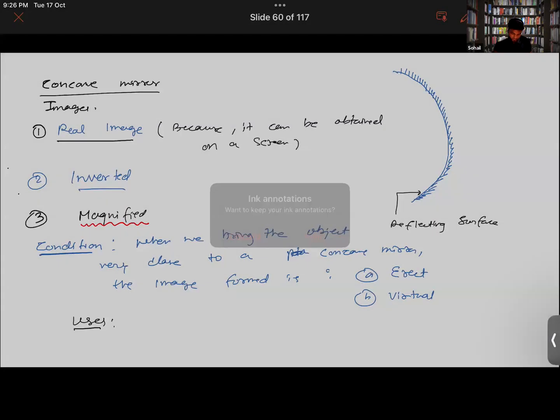Now let me just give a moment. Let me add one more page. Talking about the convex mirror. The reflecting surface is outside, the inner surface is the painted one, and the reflecting surface is bulging outward. That is the reflecting surface, right?